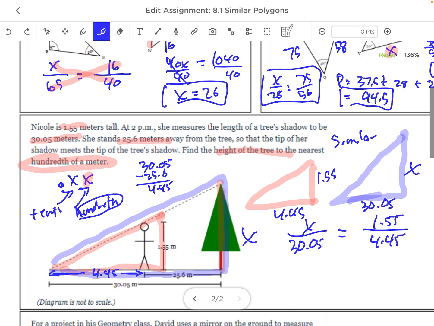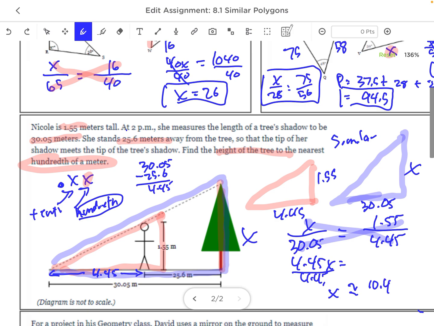So once I set it up, I just do my cross multiplication, right? x times 4.45 is 4.45x equals, okay, then this times this is going to give us a crazy number. And so then we're just going to divide by that 4.45. And so we get x is approximately 10.46685, right? Let's see, what was that number first?